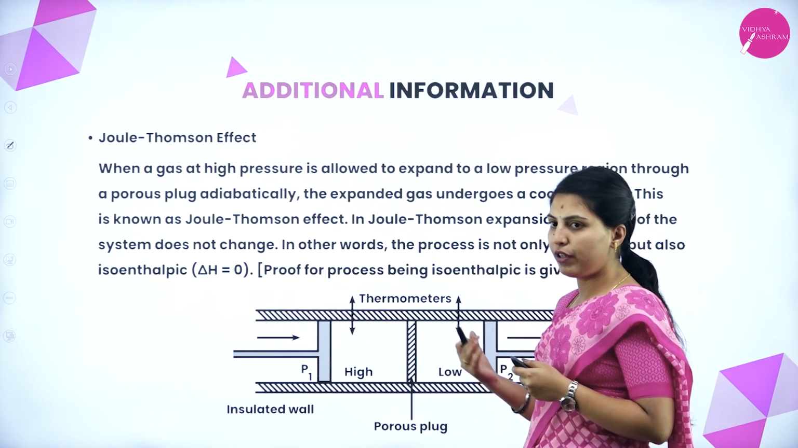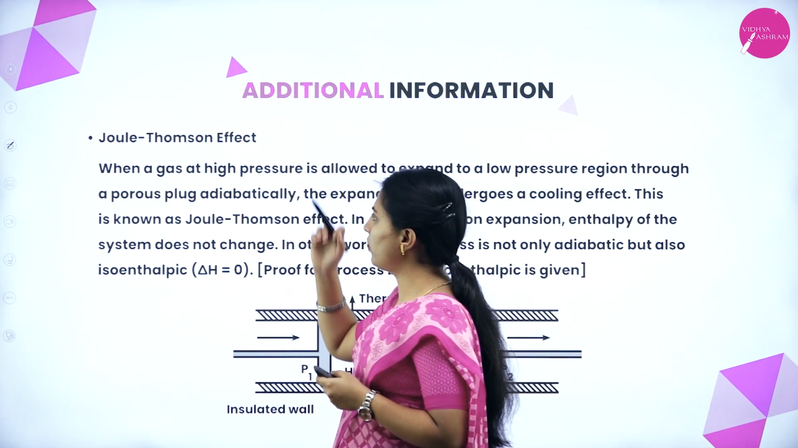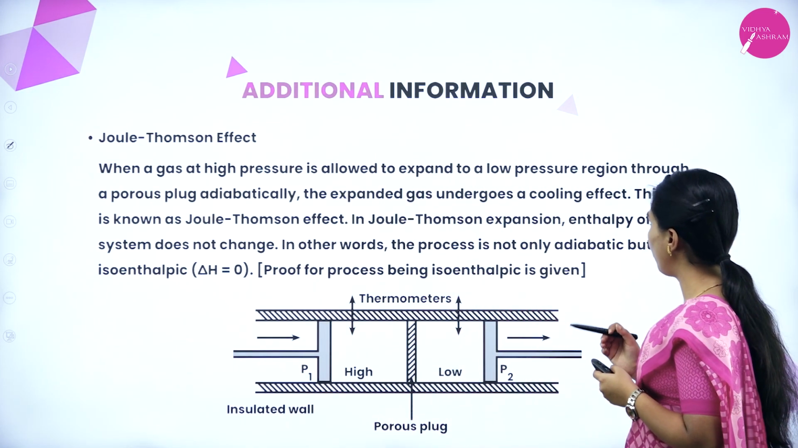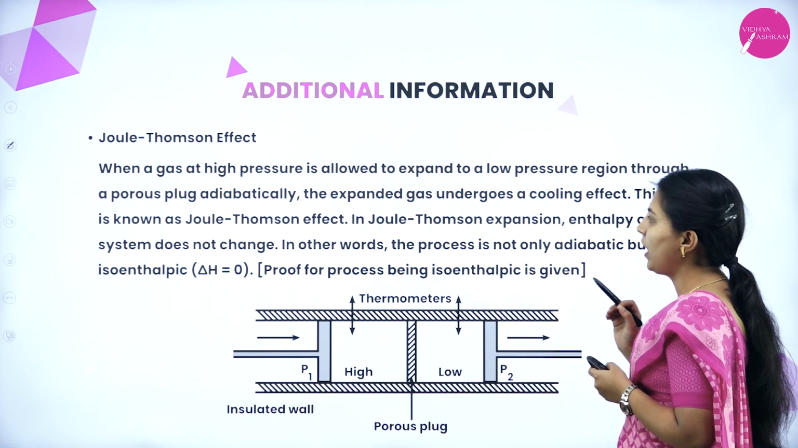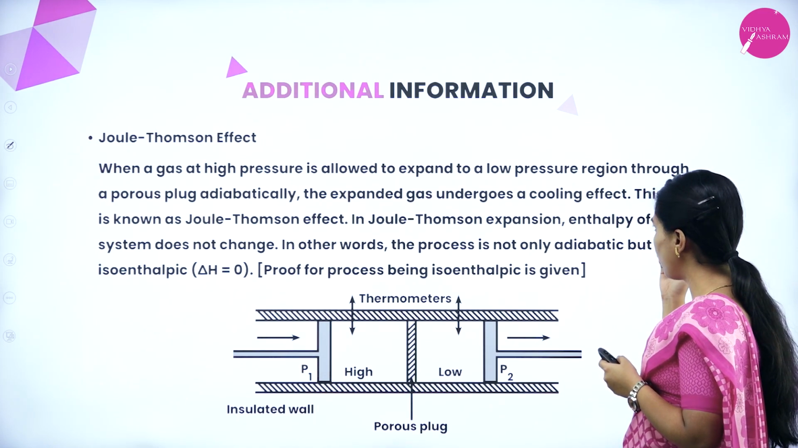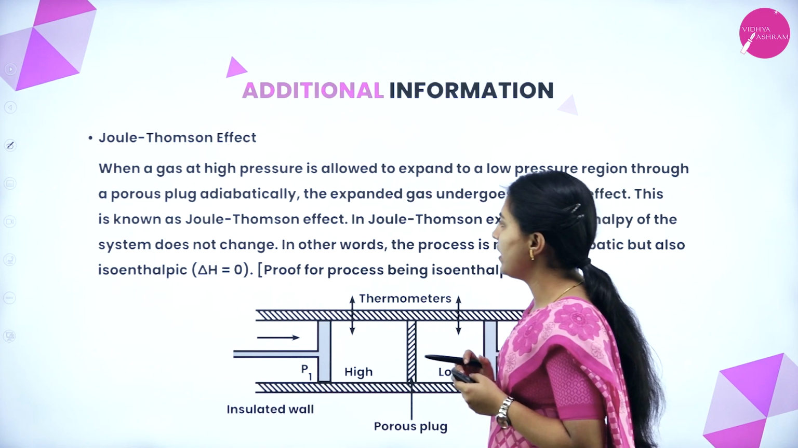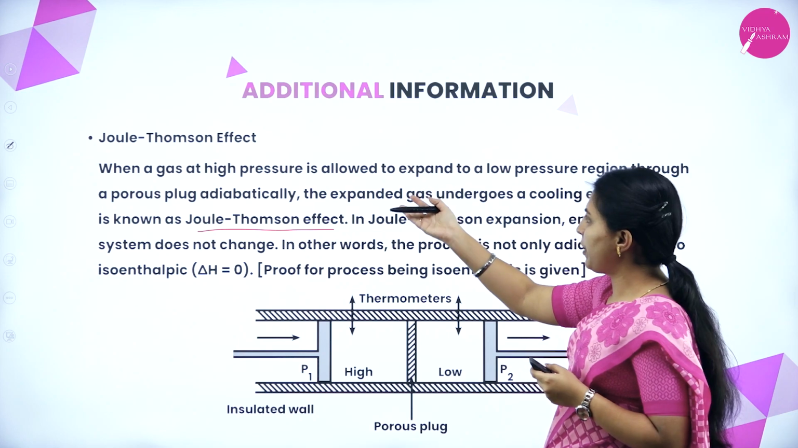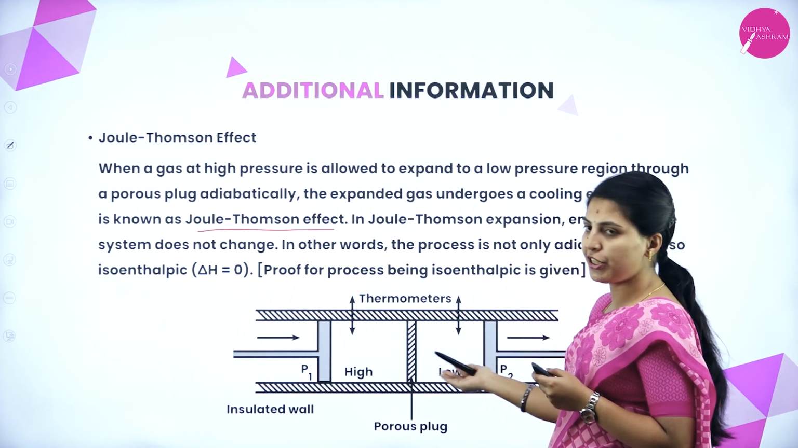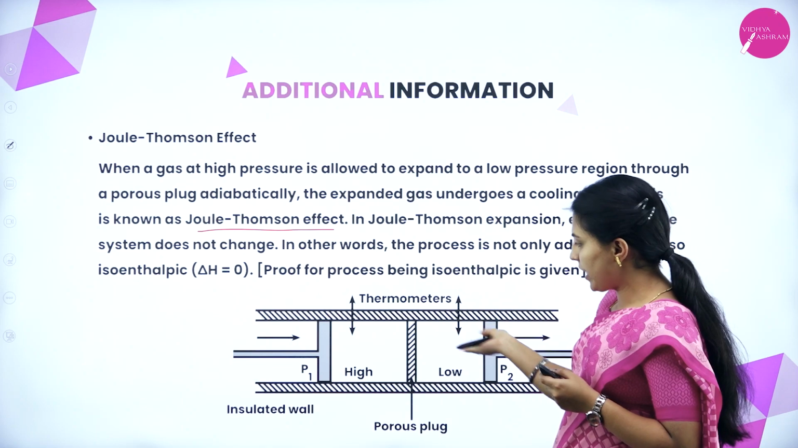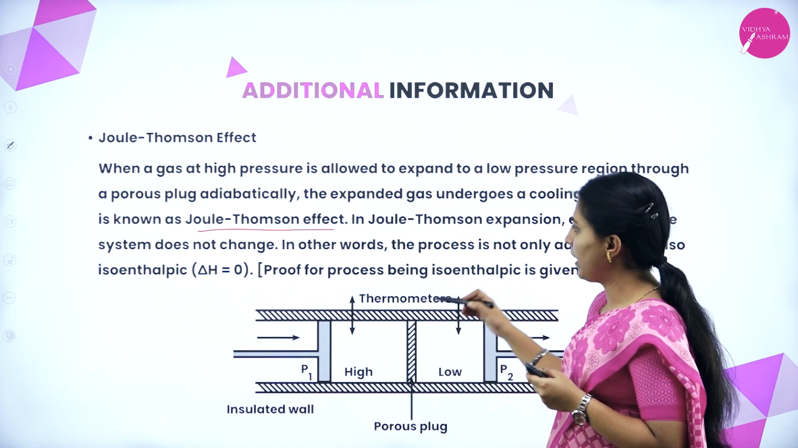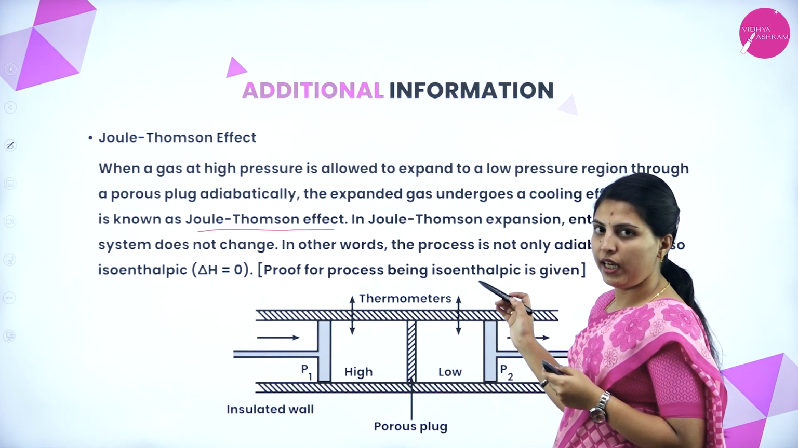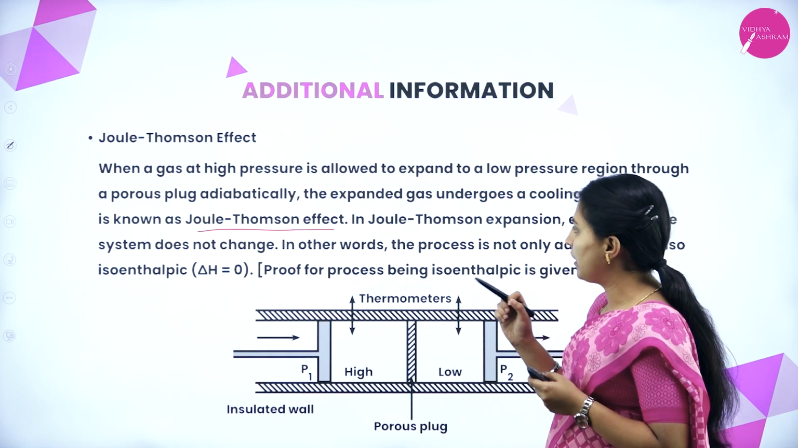These are the additional information. This is the Joule-Thomson effect. When a gas at high pressure is allowed to expand to a low pressure region through a porous plug adiabatically, the expanded gas undergoes a cooling effect. This is known as the Joule-Thomson effect. Means from a high pressure to lower pressure, the gas is expanding through a porous plug adiabatically. That gas will undergo a cooling effect. Correct? That effect is called the Joule-Thomson effect.